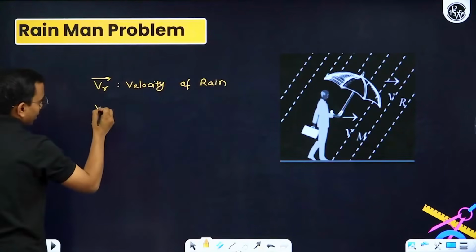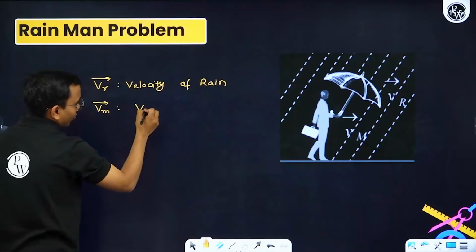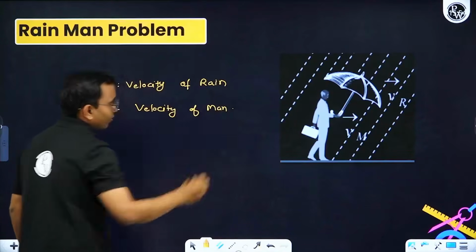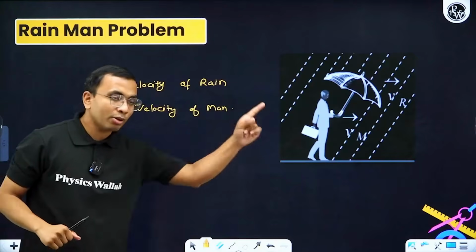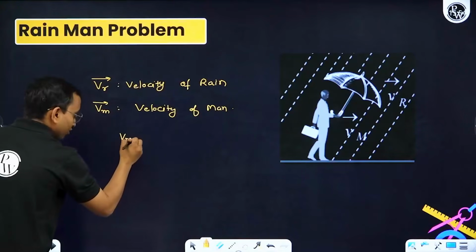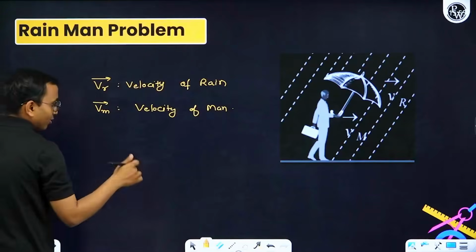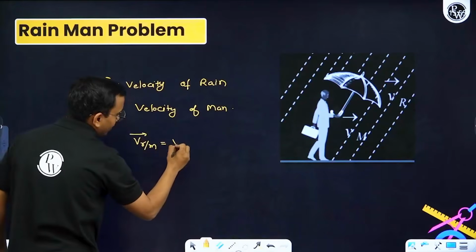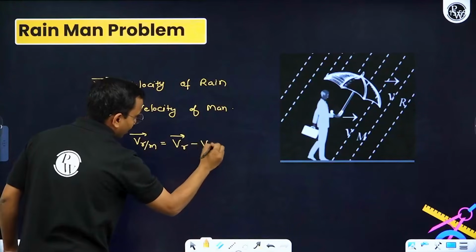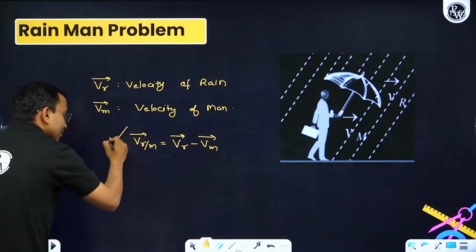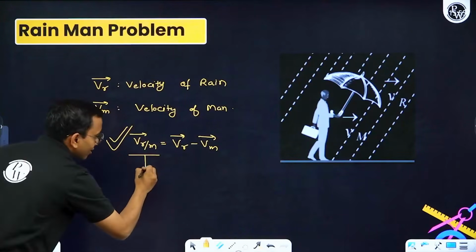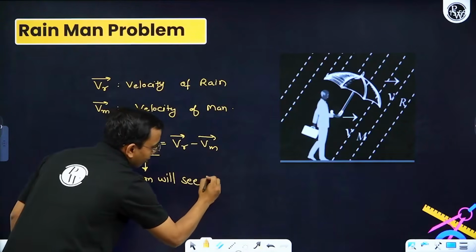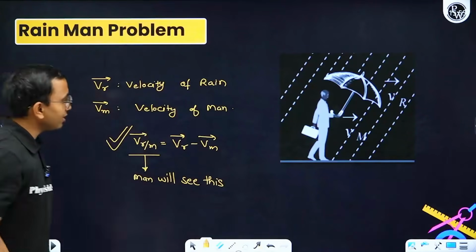Okay. Let us take VM as the velocity of man. Now the man is observing the rain. We need to find the velocity of rain with respect to the man, since he is observing the rain. So the velocity of rain with respect to the man is simply what the man will see.